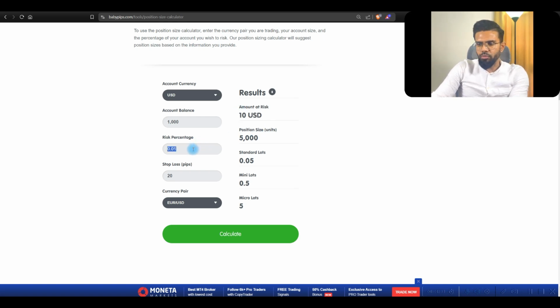So let's say you want to up your game and you want to risk 5%. And see, it will just change. Your lot size will change now to 0.25. And what if your stop loss becomes 10 pips? The lot size immediately changes.